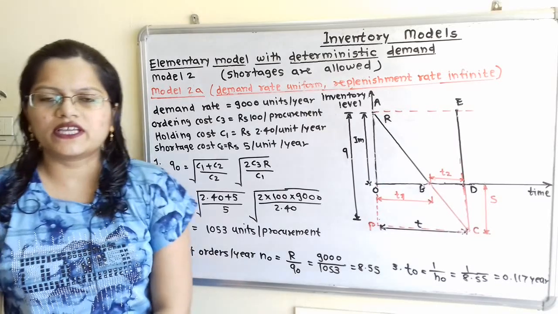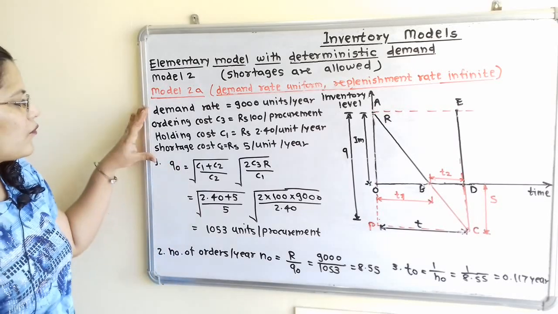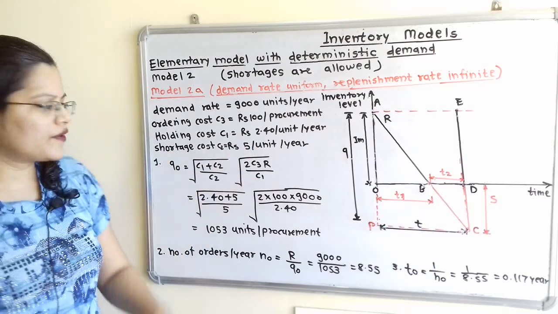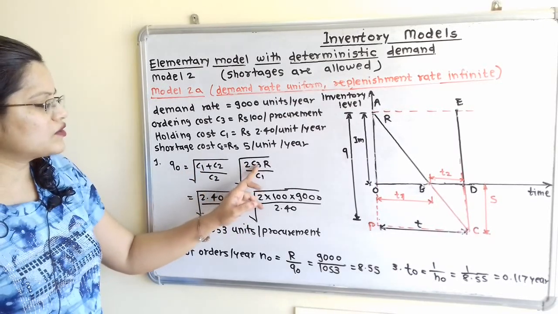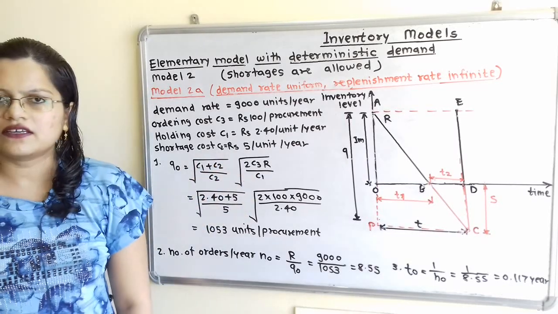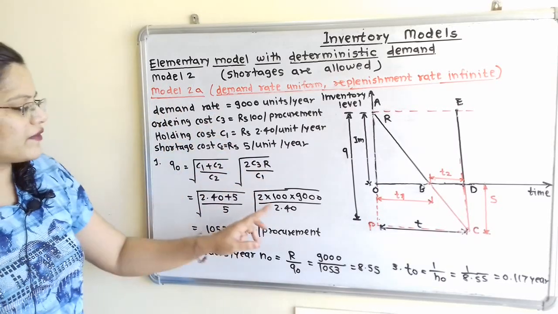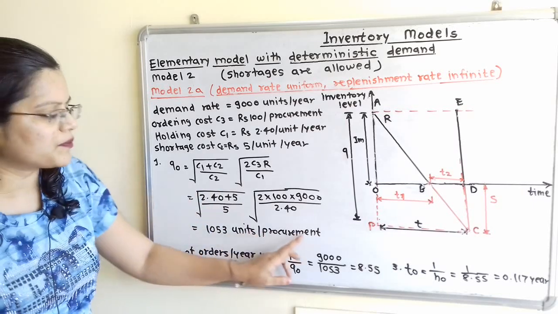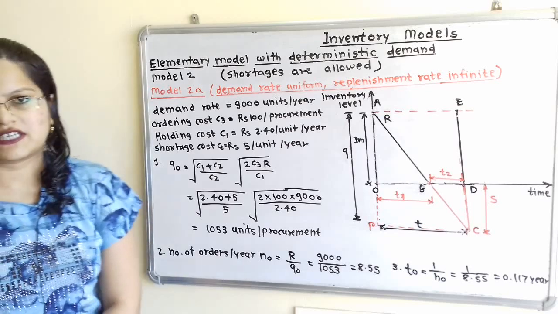Now we have to find the economic order quantity, or we can say the optimal quantity, that is QO. What is the formula for model 2A, because shortages are allowed? We will use the formula under root of C1 plus C2 by C2 times under root of 2C3R by C1. Now C1, C2, C3 values are given in the question, so we will use those values as they are, and R is also given. When we put all values, we get the answer 1053 units per procurement. That is 1053 units per order. This is the lot size.